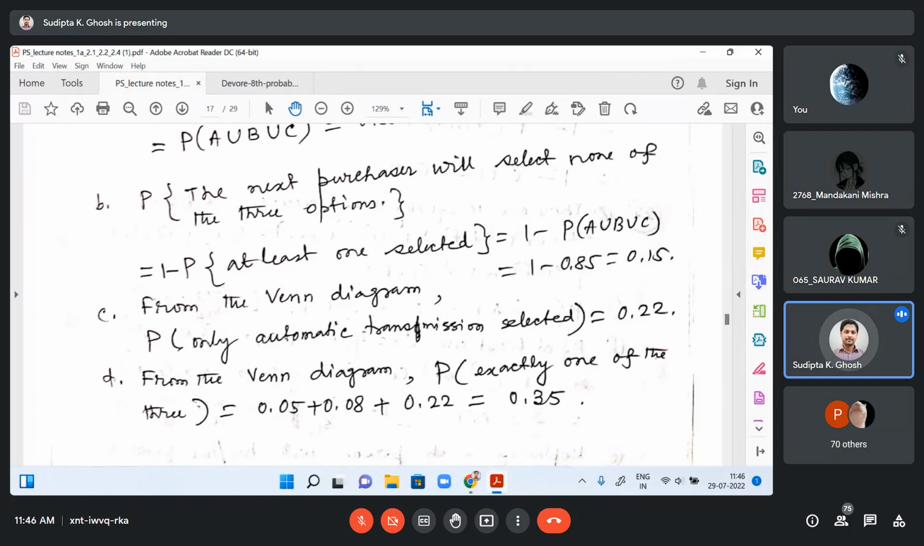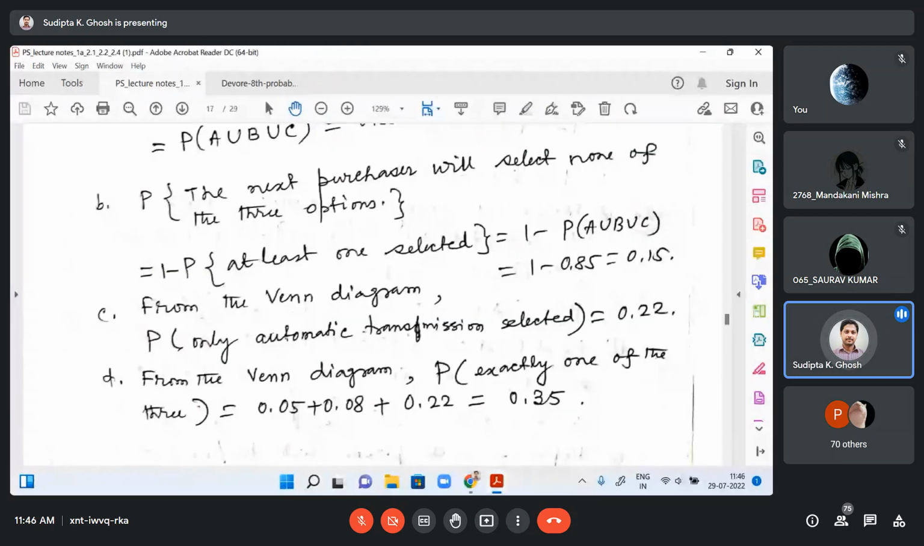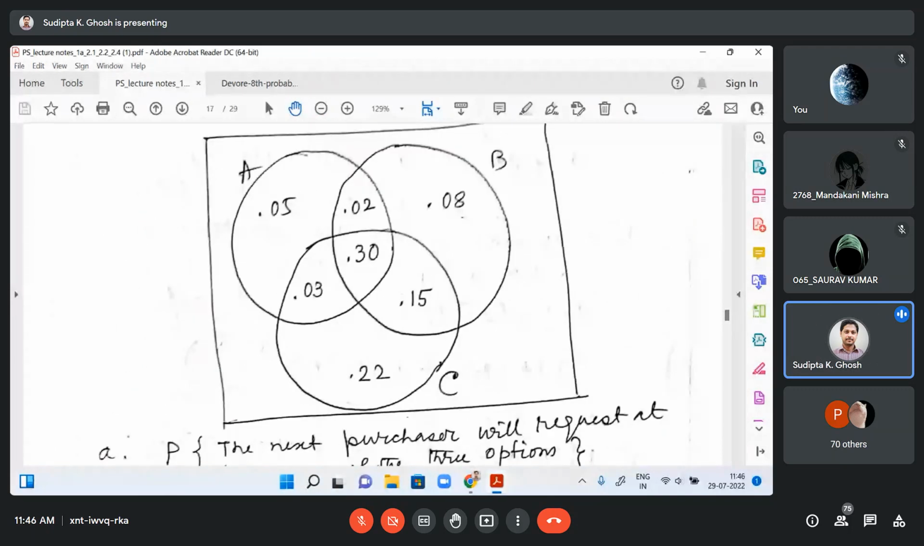And the last case, that is D. The next purchaser will select exactly one of these three options. Exactly one of these three options. What is the probability? Tell me. How to come to it? I have done this here, from the Venn diagram. Exactly one of these three options.